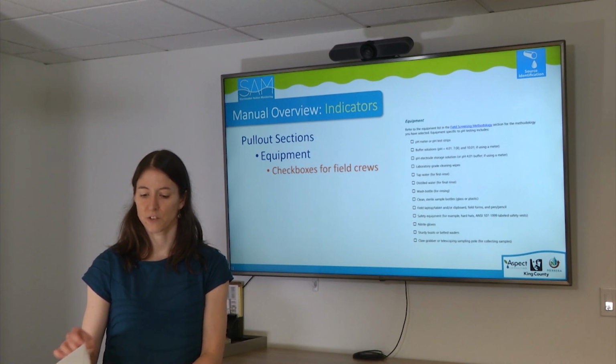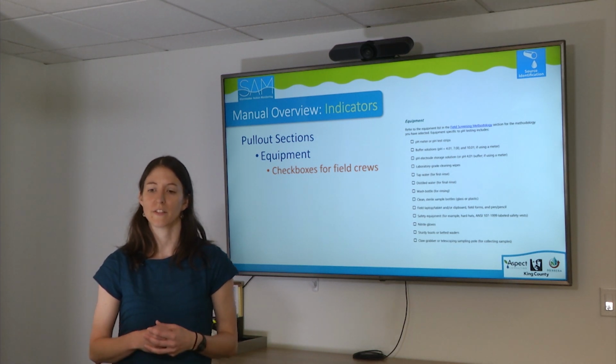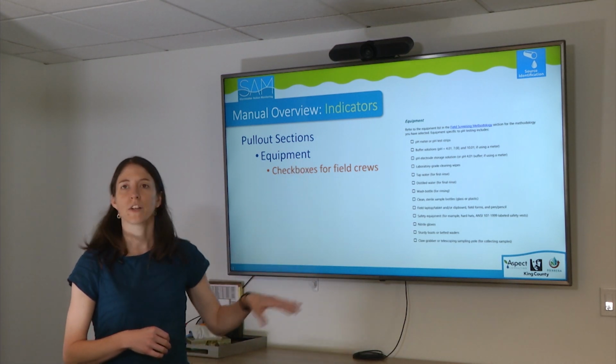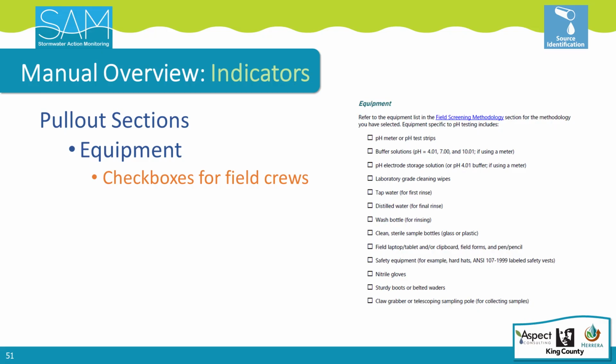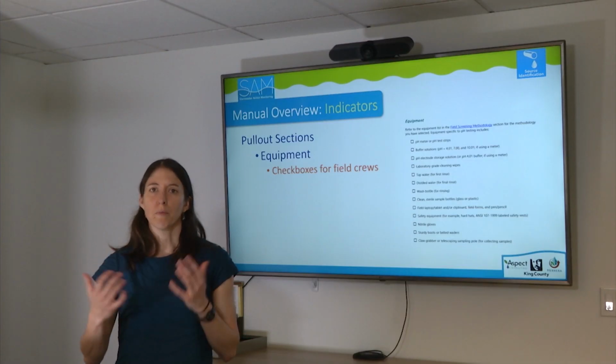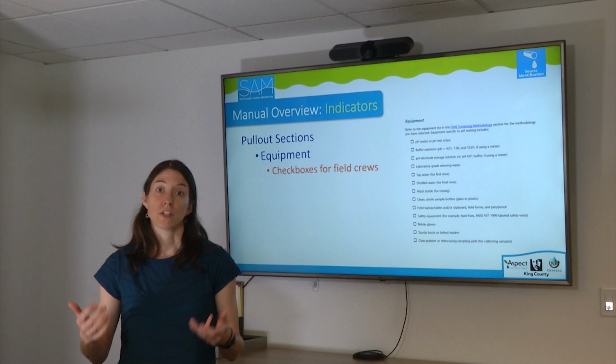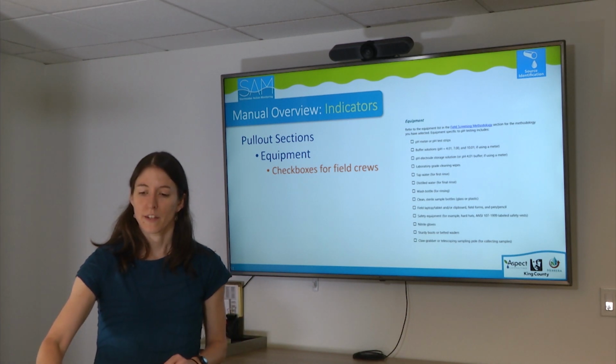The pullout sections also include equipment. So again, check boxes for the field crews where you'll walk through. This is a pretty comprehensive list, so it kind of depends on what equipment you're actually using or what method you're actually using for your indicator. Some of these may not apply depending on if you're using test strips versus a meter, but it's a pretty comprehensive list along with each indicator. So you can modify that based on what your jurisdiction is actually implementing in terms of the method.